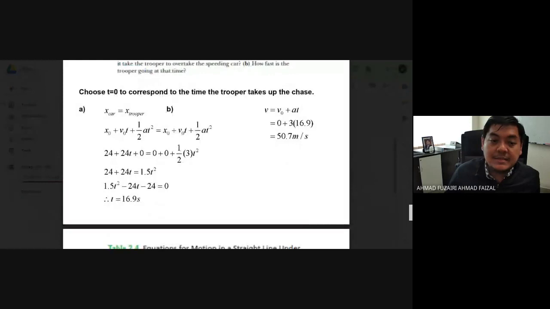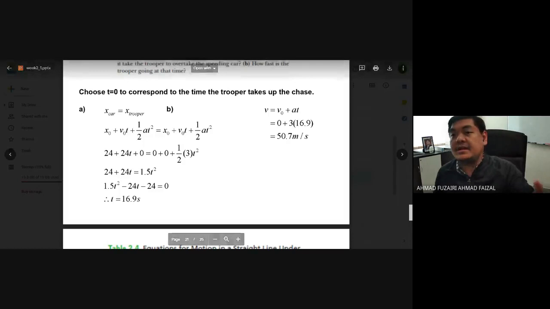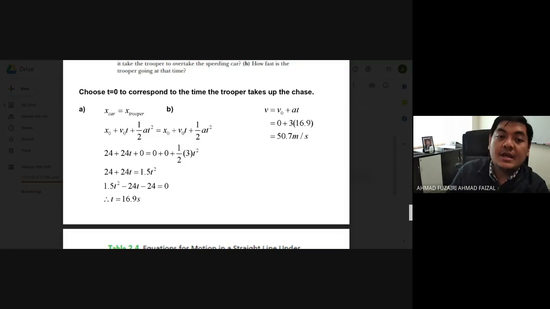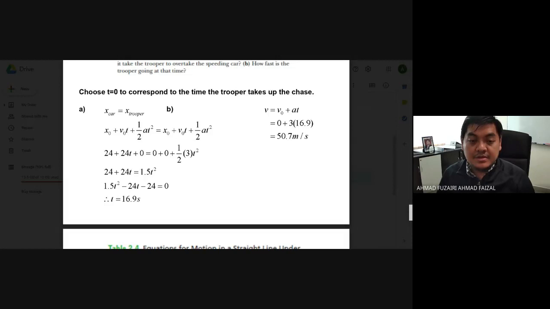So how to do that? They came up with this kind of equation, where the X car, meaning the displacement of the car that travels at 24, and the displacement of the trooper, the ranger, should be equivalent to each other. Why? Because we need to show what the time is. So the x, taken from the previous equations like I've said, x equals x naught plus v naught t plus half a t squared, is equivalent to x naught plus v naught t plus half a t squared for the trooper. The car is on the left side and the trooper on the right side.